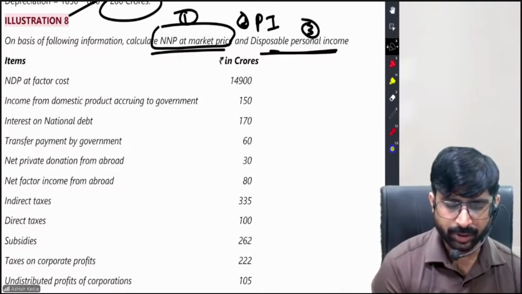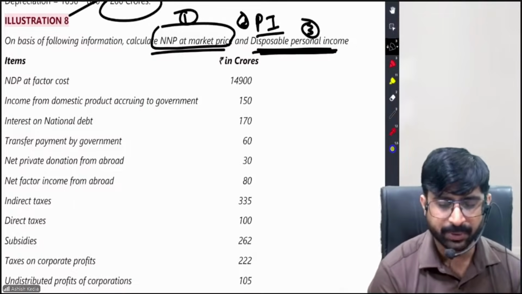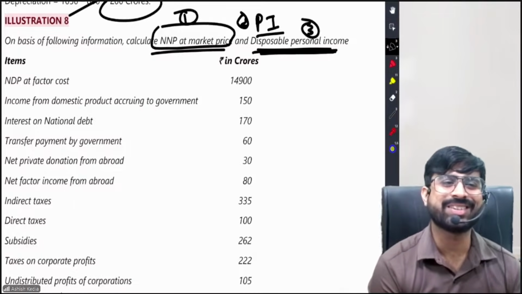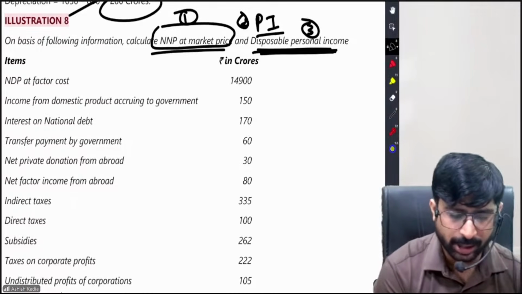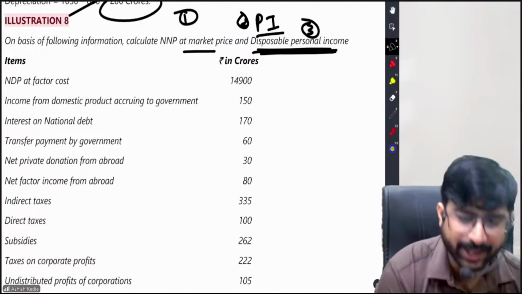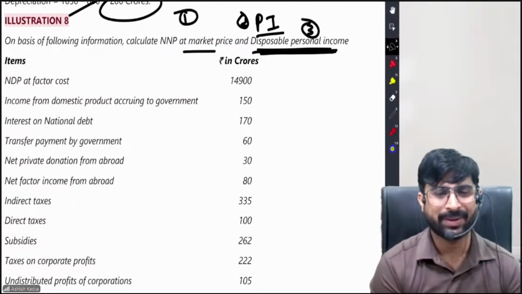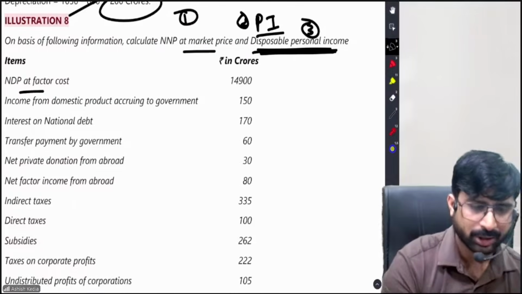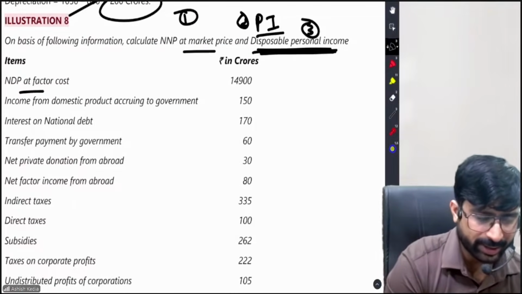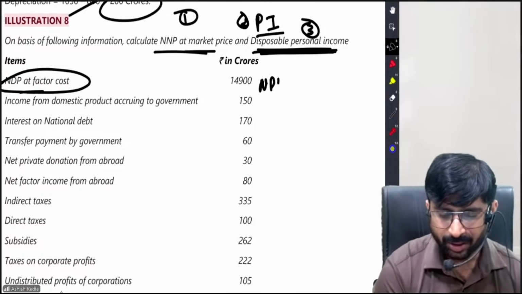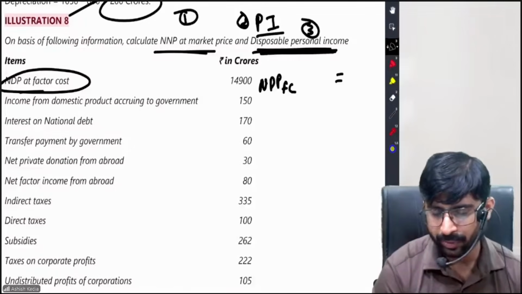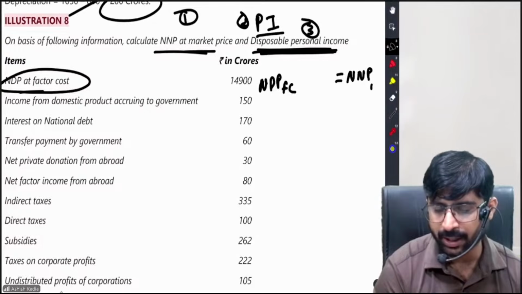Students, we will solve it. Yes, and to arrive at personal income, you also have to reach national income, right? Because all computations are done from there. Okay, now NNP at MP you want, the first step in the procedure. So see, students, NDP at FC we know, we want to reach NNP at MP.